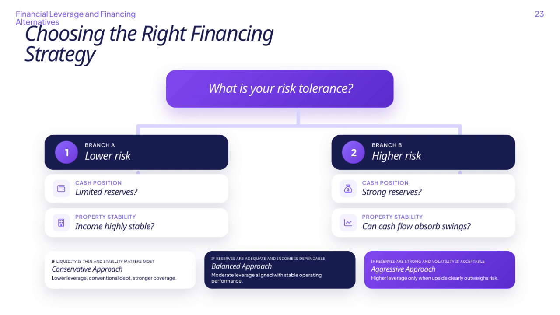For those with a higher risk tolerance, an aggressive approach might be appropriate. This strategy uses higher leverage, but only when potential upside clearly outweighs the risks. It works best if you have strong reserves and can handle income volatility, accepting more swings in cash flow. Ultimately, your choice depends on your cash position, property income stability, and overall risk appetite. Balancing these factors helps determine whether a conservative, balanced, or aggressive financing strategy will best support your financial goals.